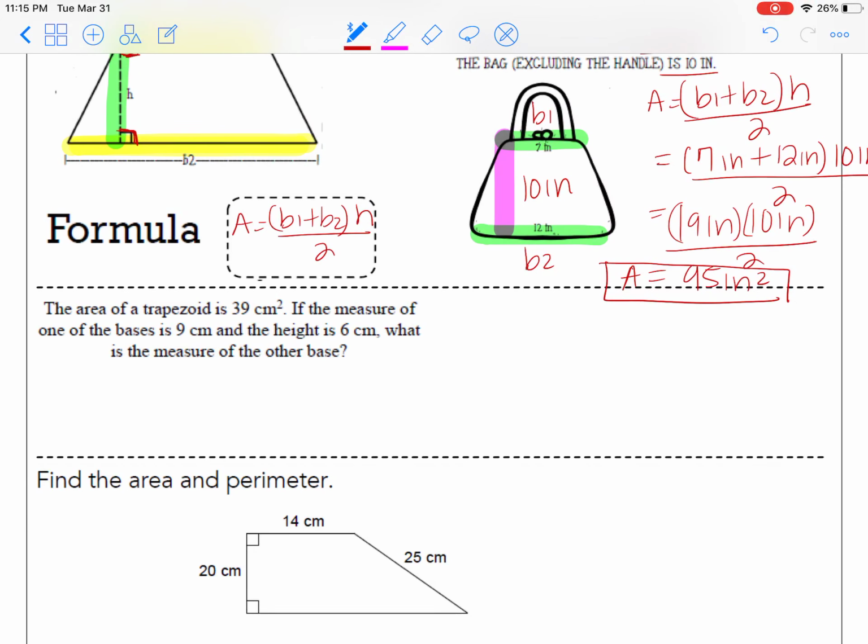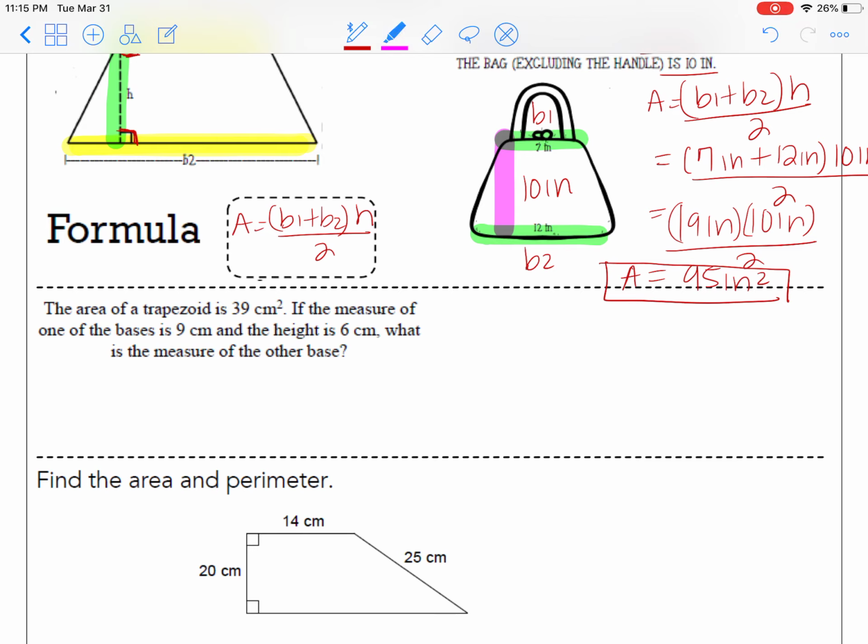All right, second problem. The area of the trapezoid is 39 centimeters squared. If the measure of one of the bases is 9 centimeters and the height is 6 centimeters, what is the measure of the other base?